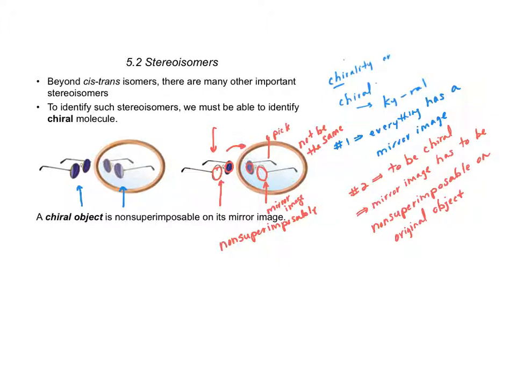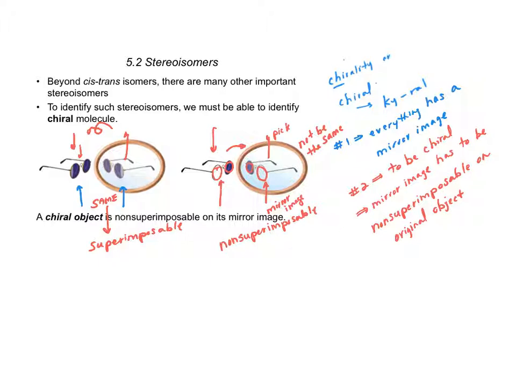If we compare them over here to the glasses with the same lenses in the frames, right? If we picked this up, rotated it around, and laid it back down on this, we would get the same thing. So when it's the same object, the same molecule, that is said to be superimposable. When you pick it up, rotate it around, and lay it back down on the original object, it is the exact same, it is superimposable, okay?